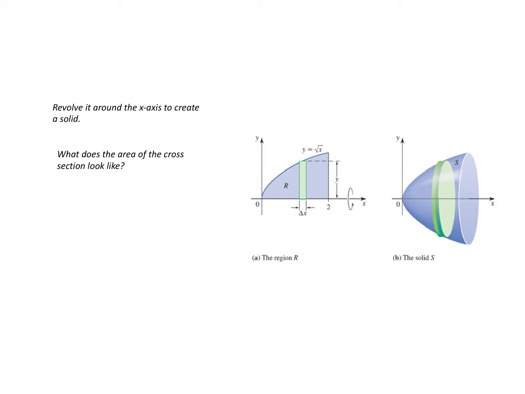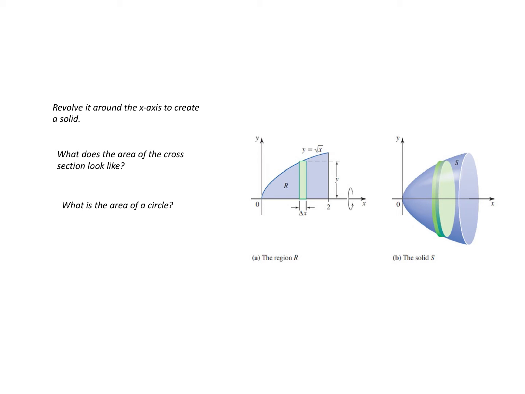Now looking at the solid that we've created, what does the area of the cross section look like? If we were to slice that solid down vertically, we would have the cross section, much like if you were to saw a tree down. You'd have a cross section. So what is that cross section going to look like? It's obvious that that cross section is simply going to look like a circle.